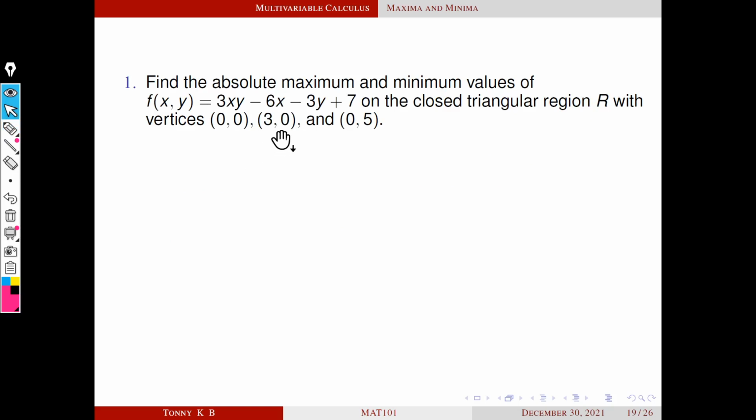Okay, consider a problem. Find the absolute maximum and minimum values of the function f(x,y) = 3xy - 6x - 3y + 7 on the closed triangular region R with the vertices (0,0), (3,0) and (0,5). This is our triangular region R bounded by the triangle with these three vertices. It is clear that this region is bounded and closed. It includes the boundary.